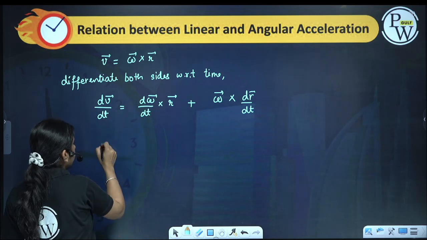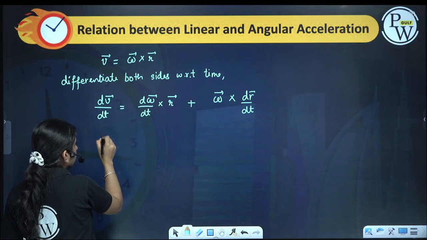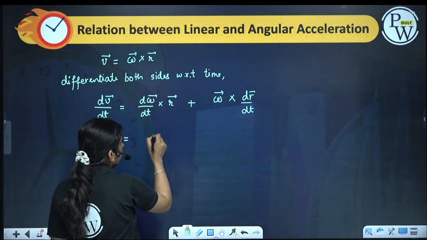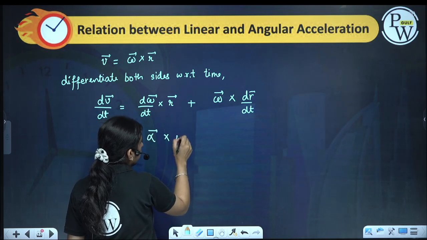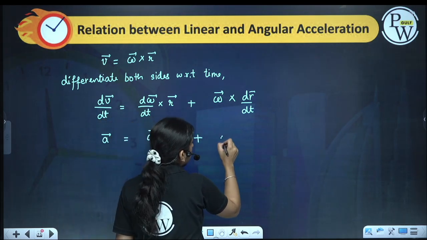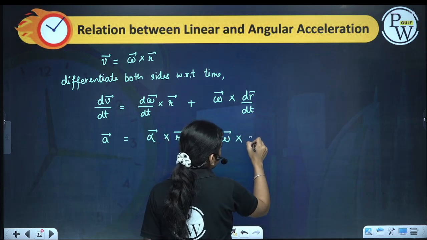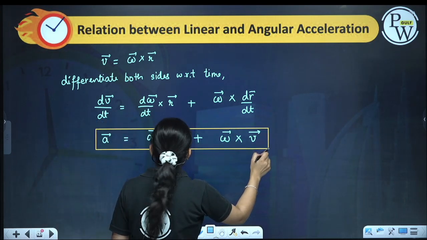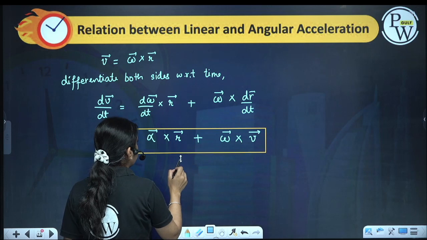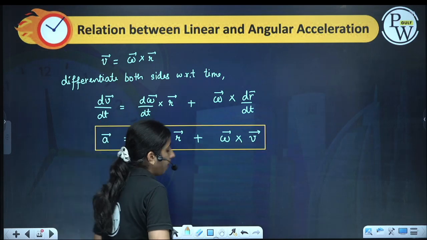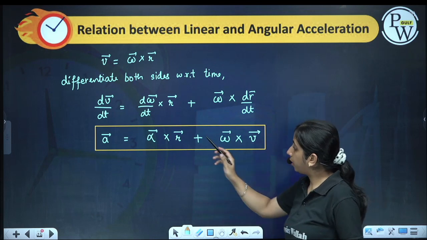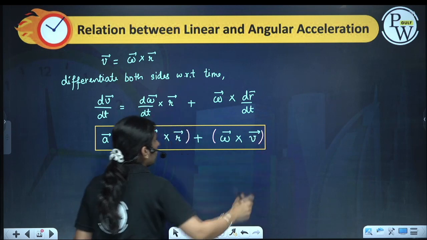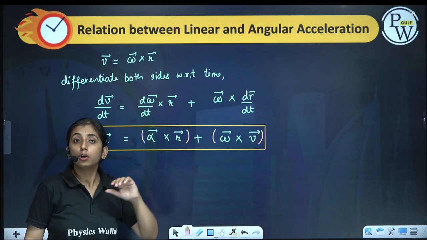So dv by dt is my acceleration. Rate of change of velocity vector is acceleration, is equal to, what is d omega by dt? It is alpha cross r plus omega cross rate of change of position vector, this is my velocity vector. So we have that acceleration is equal to alpha cross r plus omega cross v. So there are two components of the acceleration vector. Acceleration vector is a sum of two vectors.